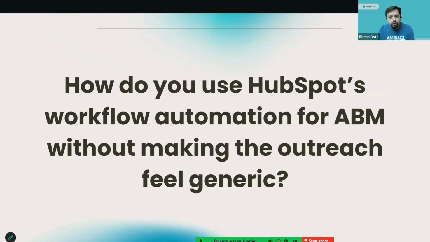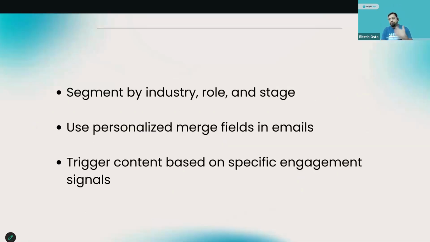How do you use HubSpot workflow automation for ABM without making outreach feel generic? Okay, that's a very good question, actually. Suppose you make a list of companies, and then you find those contacts, and then you want to do an outreach which is not very generic. For example, you want to move beyond "Hi first name" and company name and stuff like those.